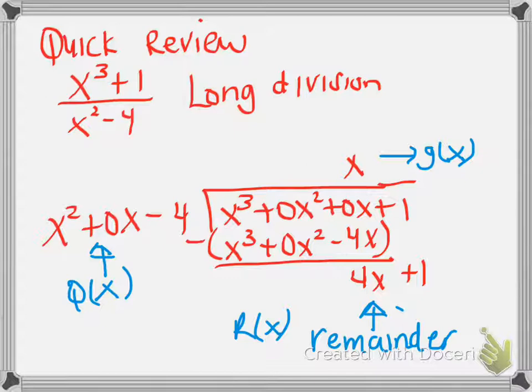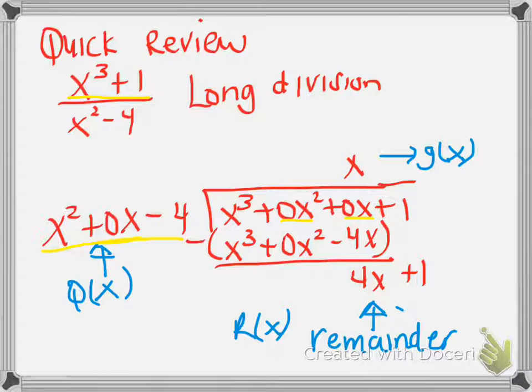So we're taking x cubed plus 1 divided by x squared minus 4. Since there's an x term missing in our divisor, I like to use a placeholder of 0x just to keep things more organized in my long division. And in the dividend, we're missing an x squared term and an x term, so I satisfied those by writing x cubed plus 0x squared plus 0x plus 1.